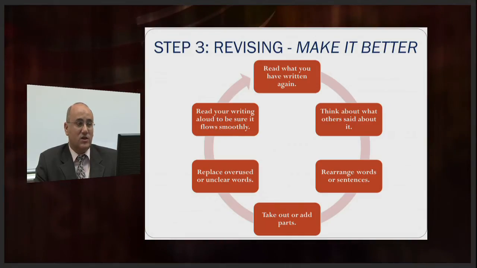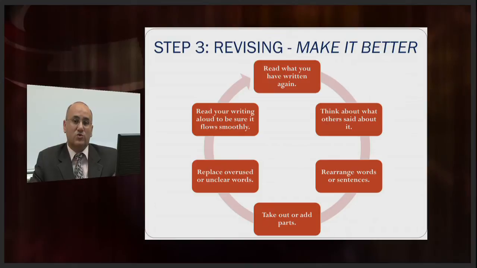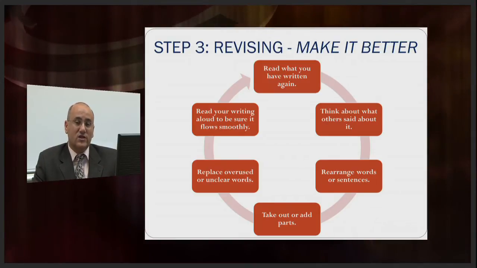The last step here is to read your writing aloud. Read it aloud to be sure it flows smoothly. Flows smoothly means that there is no interruption, no jumping, and so on. Stage number 4, or step number 4, as we call it, is proofreading. Remember, every step, every stage leads to the other one, and they are all needed. They are all very important in order to achieve perfection at the end.